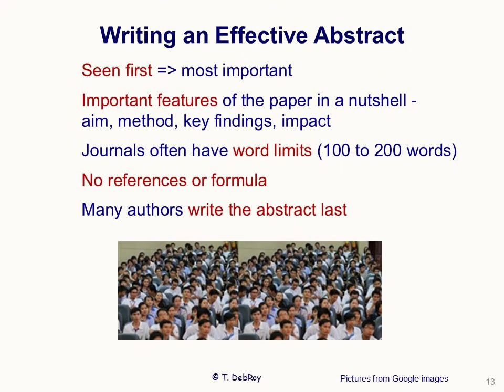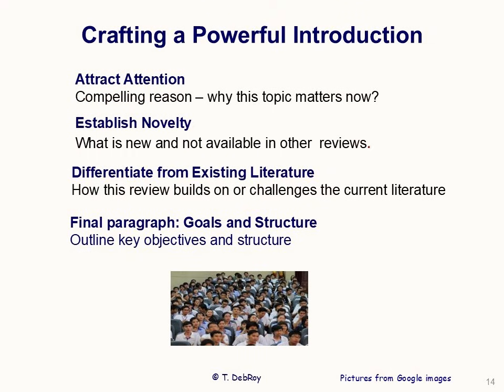Writing an effective abstract and introduction. The abstract is the second thing people see, so it must capture the paper's essence, the aim, method, key findings, and impact, in a nutshell. Remember, journals often impose strict word limits, usually between 100 to 200 words, and references or formulas are generally excluded.